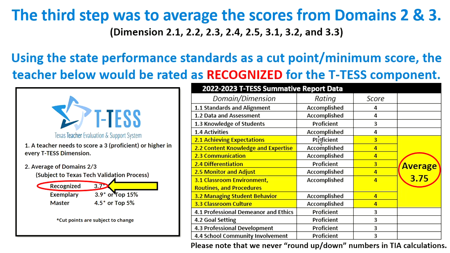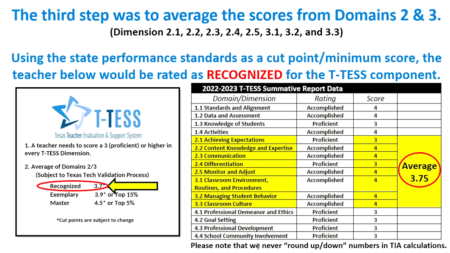So here's our example. We have 3, 4, 4, 3, 4, 4, 4, 4. Get the average, and the average is a 3.75. If we look at our state performance standards, we notice that the 3.75 is enough to get the recognized level. So this teacher would earn a recognized designation for the T-TESS component.